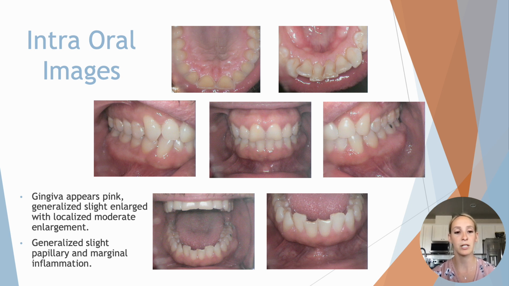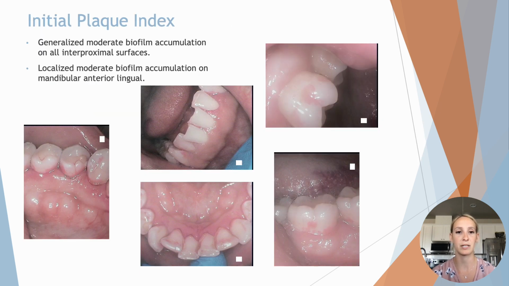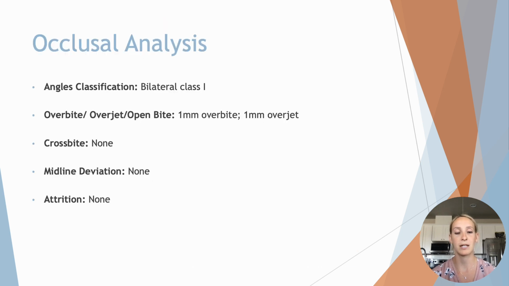Here are the intraoral images. The gingiva appears pink, generalized slight enlargement with localized moderate enlargement, and then generalized slight papillary and marginal inflammation. Plaque index: generalized moderate biofilm accumulation on the interproximal surfaces, as well as localized moderate biofilm accumulation on the mandibular anterior linguals. For the occlusal analysis, he was a bilateral class 1 Angle's classification. Overbite, overjet, both 1 millimeter. Crossbite, none. Midline deviation, none. And attrition, none.